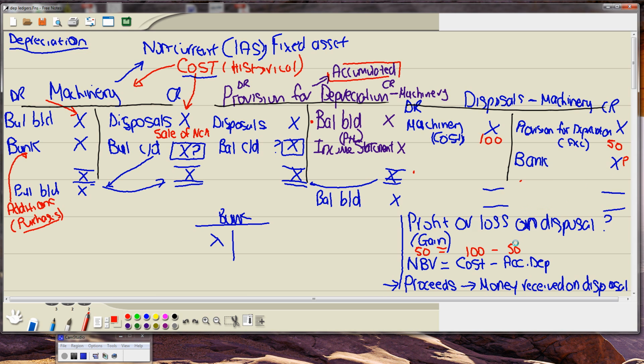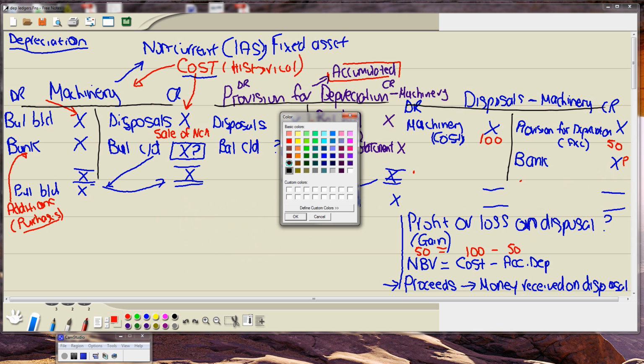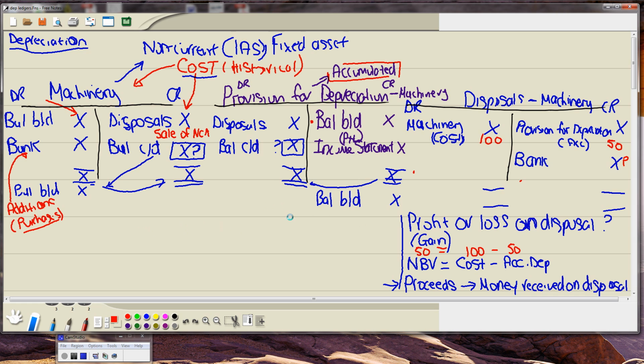So the question now is, how much did we sell a £50 machine for? Well, I want two answers because there's two possibilities. I either sold it for more than 50 or less than 50. So let's do the situation where we sell it. Let's get rid of these notes here, and I'll do two ledgers as well. Hypothetically, let's say we sell for £75.